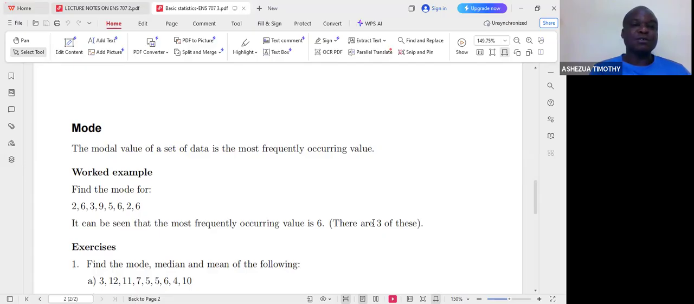So mode for an ungrouped data, if you watch very well, this data is not grouped. A data that is grouped is where, let's say, 0 to 5 we have 6, 4 to 9 we have 7, something like that. That's what we call grouped data.